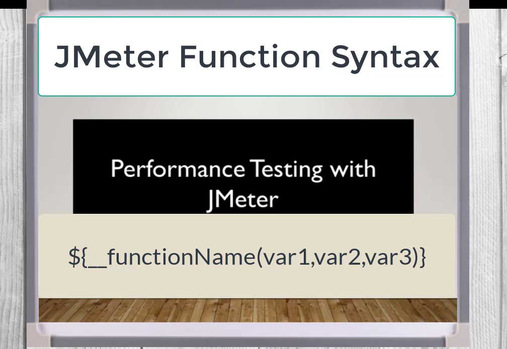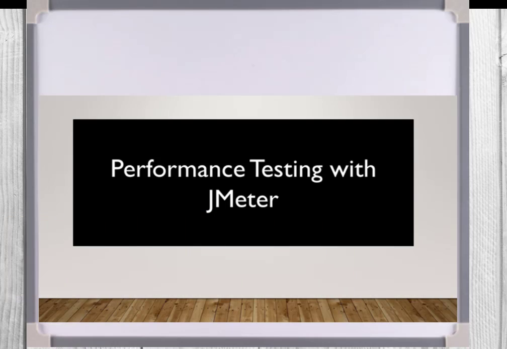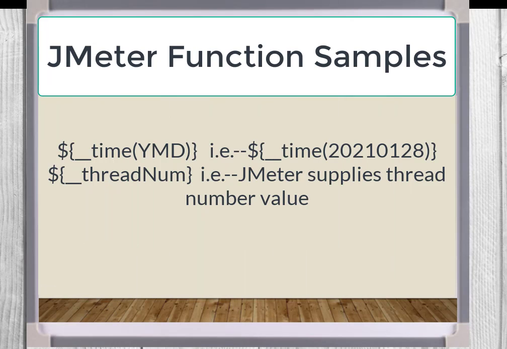A function call syntax looks like this, where you have underscore underscore function name, variable 1, variable 2, and variable 3, and so on. The function name is a function defined. The function name value is encompassed in squiggly brackets and a dollar symbol at the front. If the function requires input, variables can be specified and enclosed in parentheses. A couple of examples are as shown.